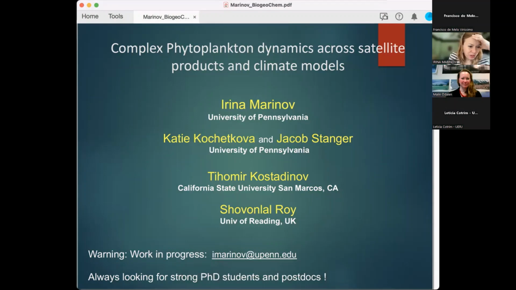So to start off, the questions I want to answer today are: how can we see phytoplankton carbon from space, and will phytoplankton modeled by the new generation climate models look anything like those retrieved from space?